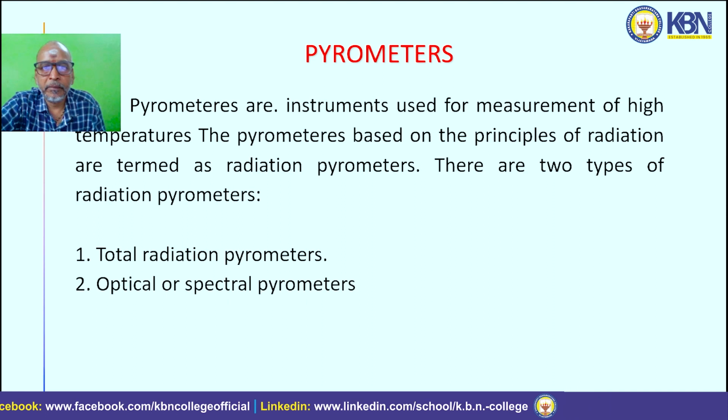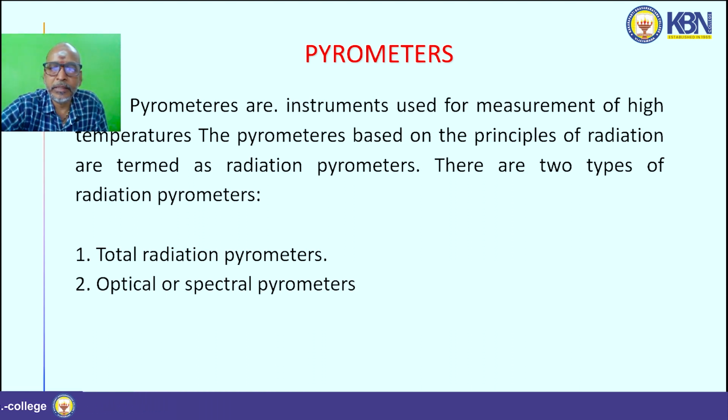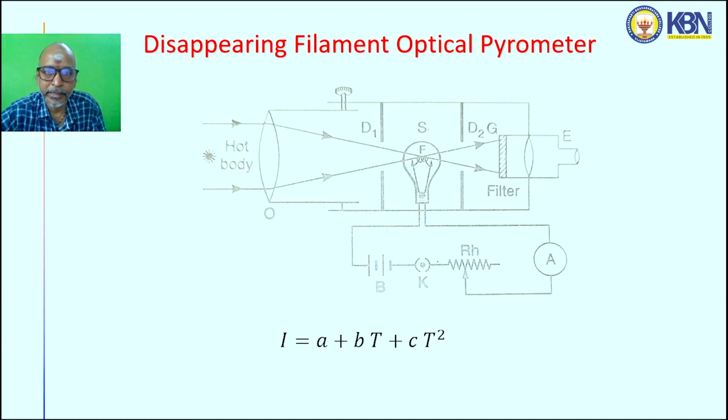The other topic in this unit is the pyrometers. A pyrometer is an instrument useful to measure very high temperatures, and it works based on the principle of radiation. Hence, it is also called a radiation pyrometer. The main advantage of this instrument is that there is no need for contact with the body whose temperature is to be measured. Pyrometers are classified into two types: the total radiation pyrometer, and the optical or spectral pyrometer.